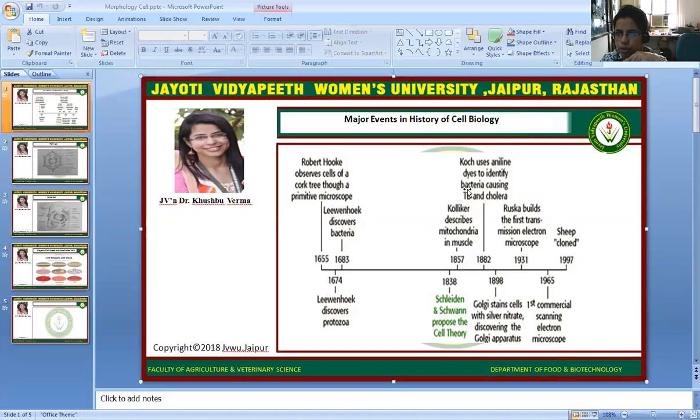In 1882, Koch used aniline dyes to identify bacteria causing TB and cholera. In 1898, Golgi stained cells with silver nitrate, discovering the Golgi apparatus. In 1931, Ruska built the first transmission electron microscope. In 1965, the first commercial scanning electron microscope. And in 1997, the first clone was produced, which was a sheep.